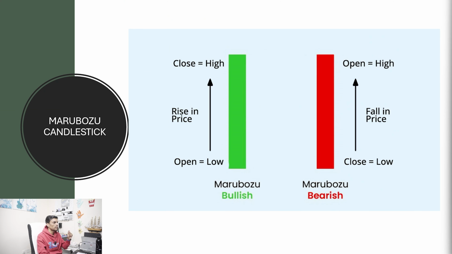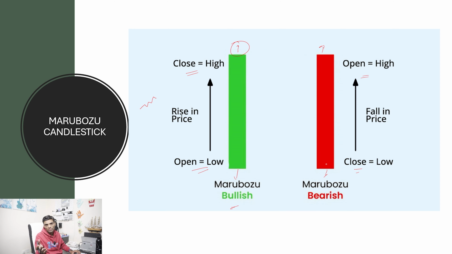If you see over here, in the bullish Marubozu, it has the same open and low price, and the same close and high price. This is what we normally call the bullish pattern. In the bearish Marubozu, the close is equal to the low and the open is equal to the high. This happens because the market is trending. It does not have a wick, and this is the reason it's different from a normal candlestick.